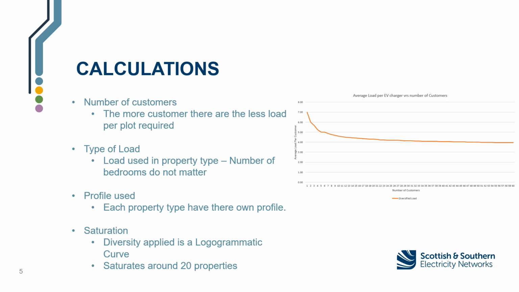One thing we've got to talk about as well is diversity, as far as how this works. For each property type, diversity will create a logarithmic curve, which is shown on the right of the screen just now. That curve will start to flatten out, as you can see, at around 20 properties. The example shown is actually for a 7 kilowatt EV charger.